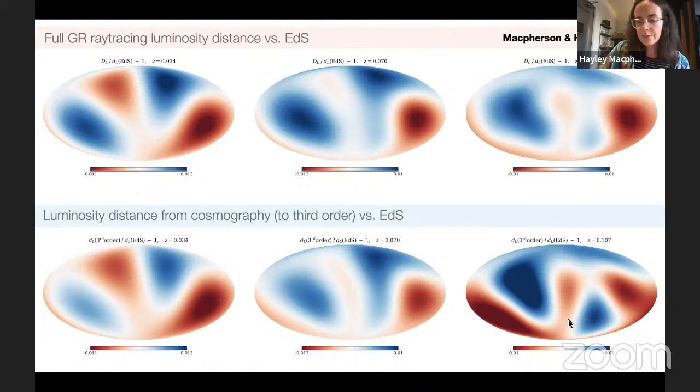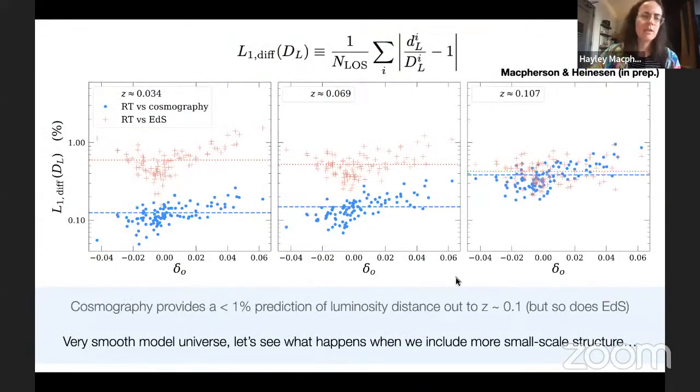We did the same process for 100 observers in the simulation. And in this plot, this is more quantifying the differences. What we did was we calculated this L1 difference of the luminosity distance, which is just the difference between the ray traced luminosity distance and the cosmographic luminosity distance for all lines of sight across the observer's sky, and then just averaged them. And we did the same thing for the ray tracing versus the Einstein de Sitter luminosity distance.